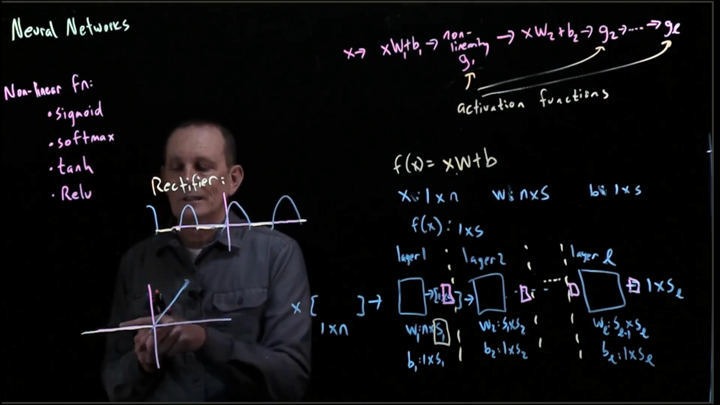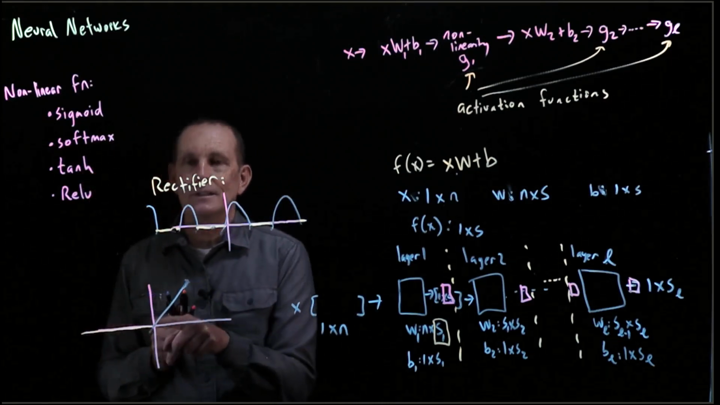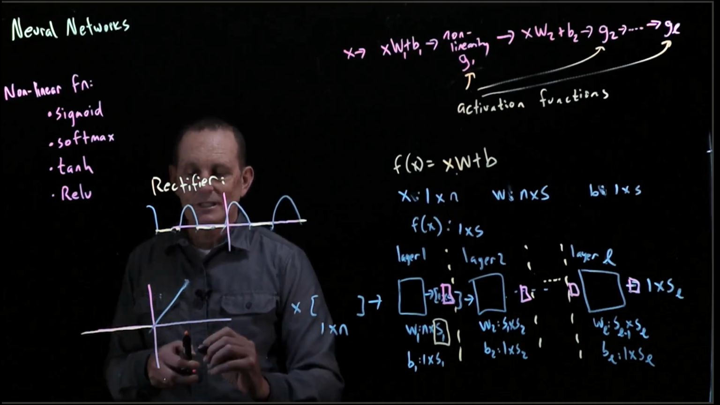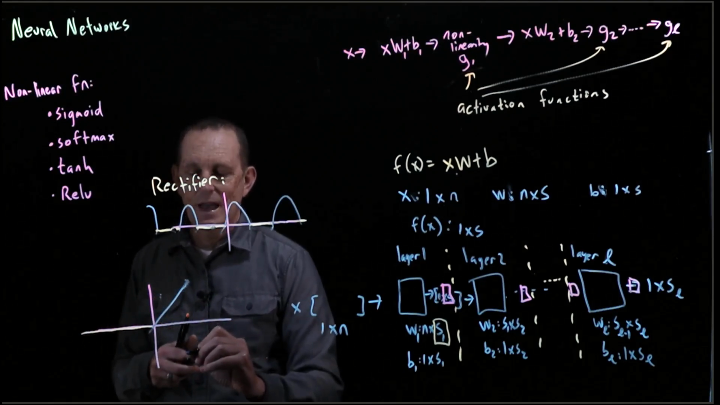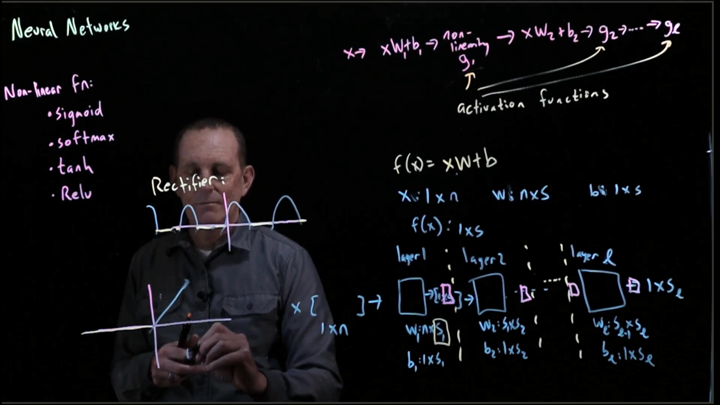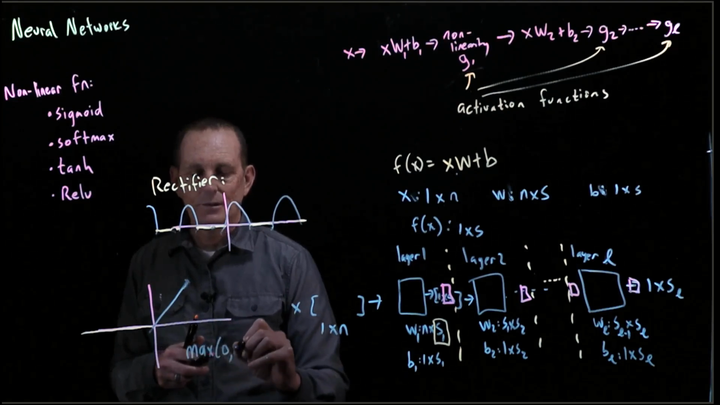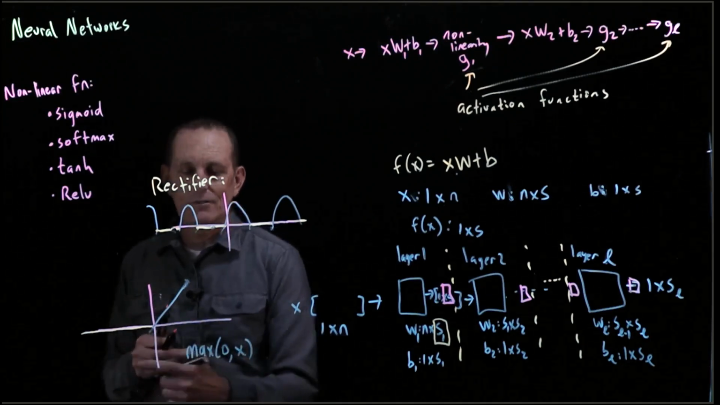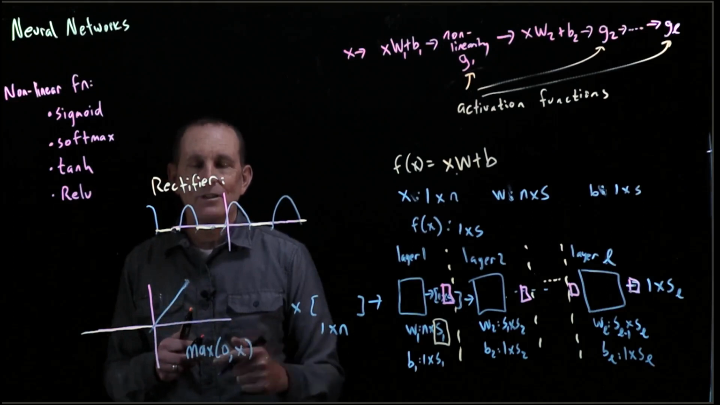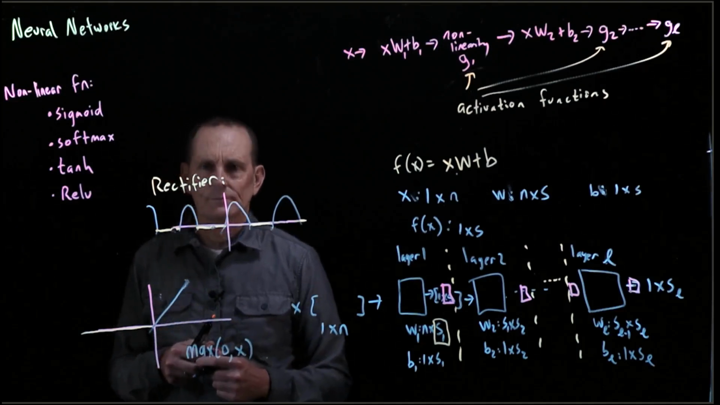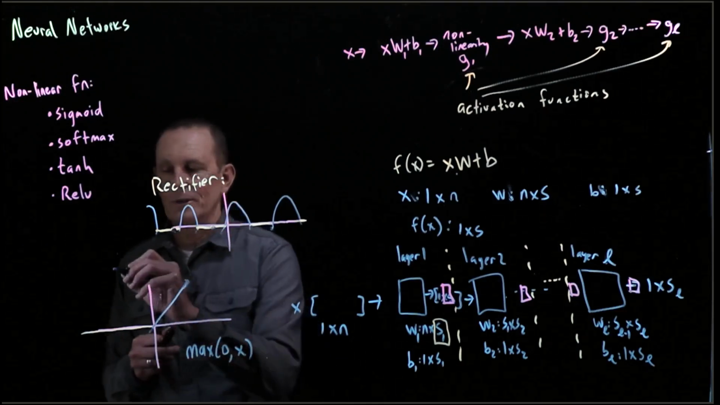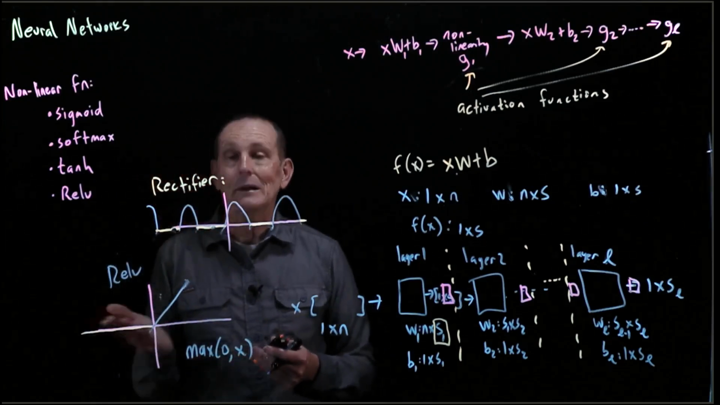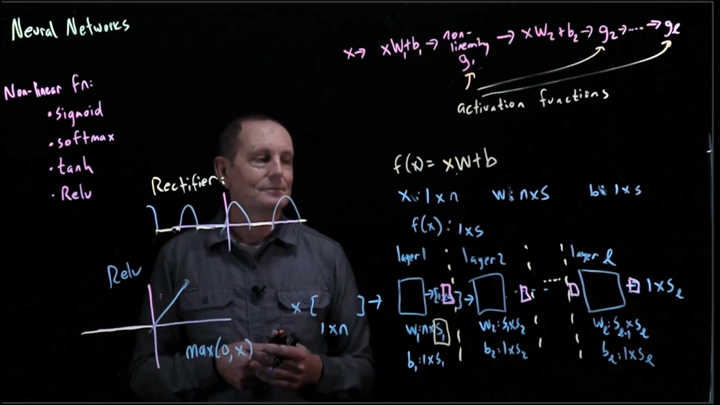So we have a function that looks like: if x is negative, it's 0, and if x is positive, it's x. So this can easily be written as the max of 0 and x. Again, if x is negative, then the max is 0. If x is positive, the max is x. This is a ReLU. Is it nonlinear? Well, yeah, barely, but yes, it's nonlinear.